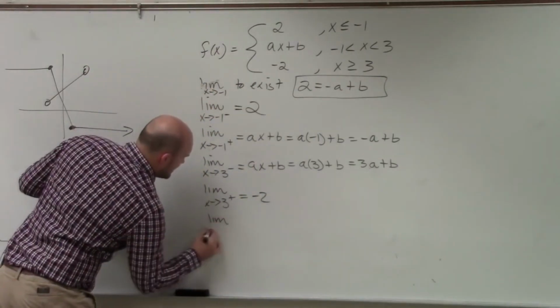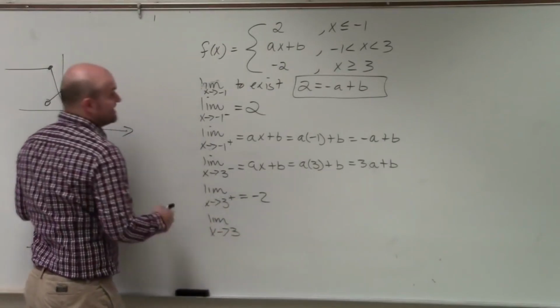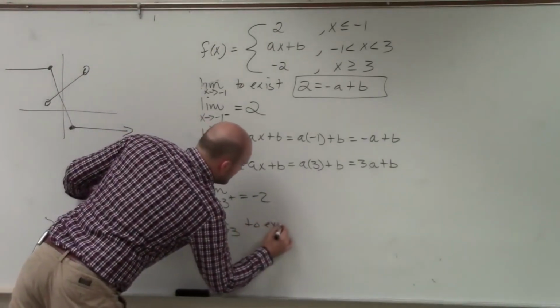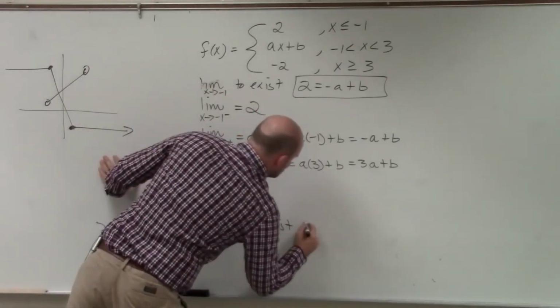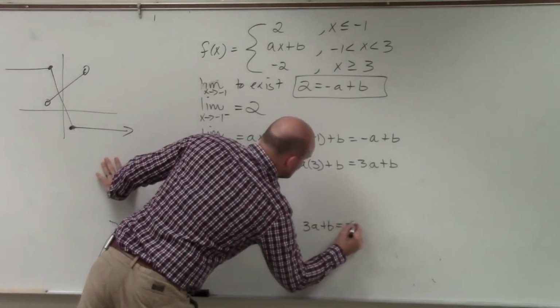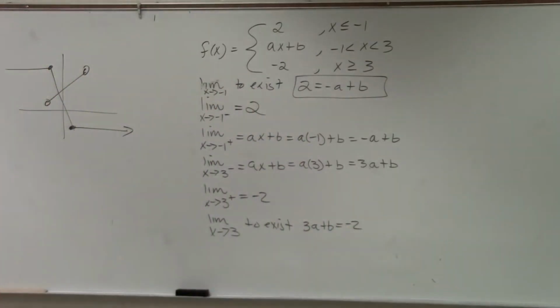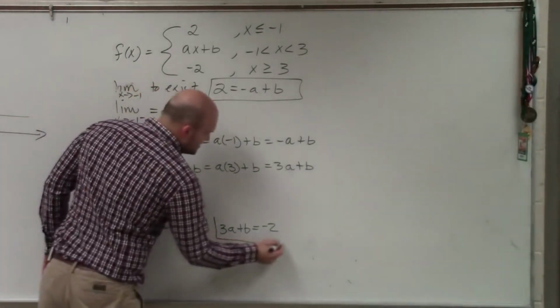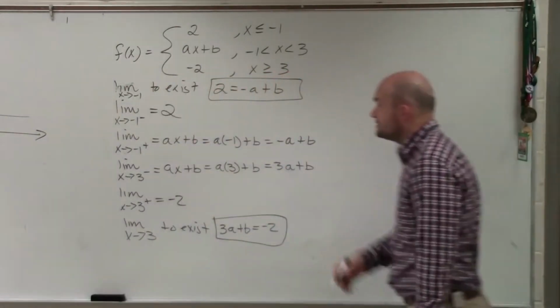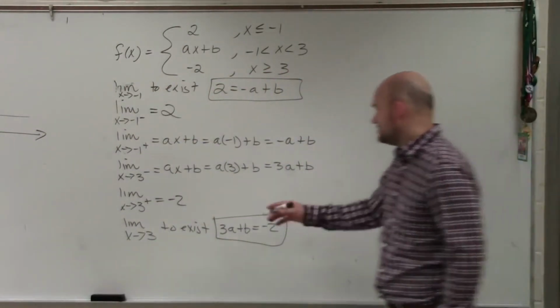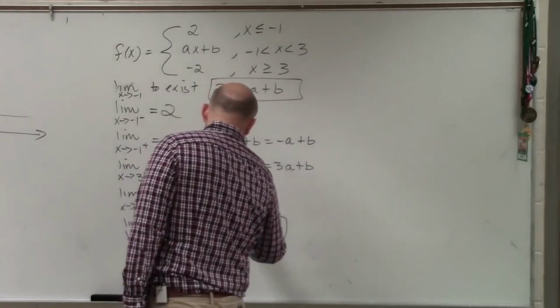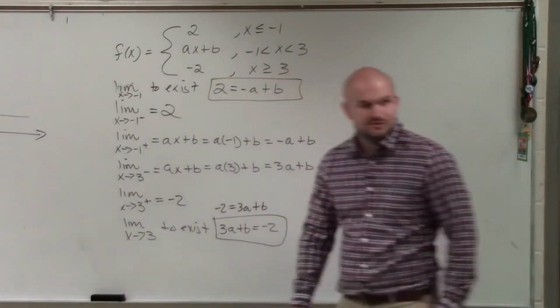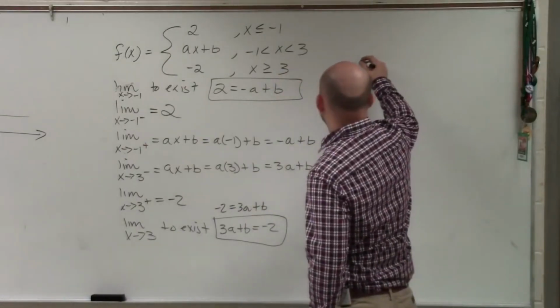Again, for the limit as x approaches 3 to exist, the left and the right have to equal each other. 3a plus b has to equal negative 2. Right? So now we have two equations where we know that the limit needs to exist. So for this to be continuous, the limit at 3 needs to exist, and the limit at negative 1 needs to exist. I'm just going to rewrite this as negative 2 equals 3a plus b, if that's okay with you guys, just using the reflexive property.